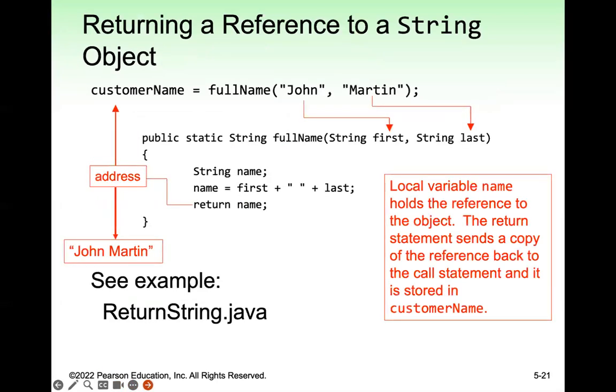Reference to a string object. So you can also return strings. The only difference is right here, instead of putting integer, void, or Boolean, the ones that we covered so far, you need to put String with a capital S. Now, in this case, we are sending John and Martin into our method right here. John will be the first name, Martin will be the last name. And what we're going to do is just add them together, first and last, and we're going to return John Martin into our customer name.